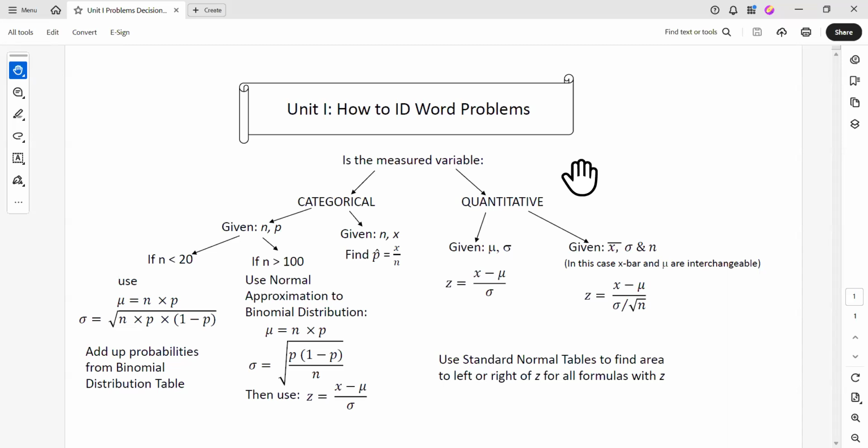All right. If you don't have a sample size, you're only going to be given mu and sigma, then you use the simpler equation, little z equals x minus mu over sigma. And then you will use the standard normal tables to find the area to the left or the right of z for all formulas that have the z variable in them, all right, on our quantitative side.